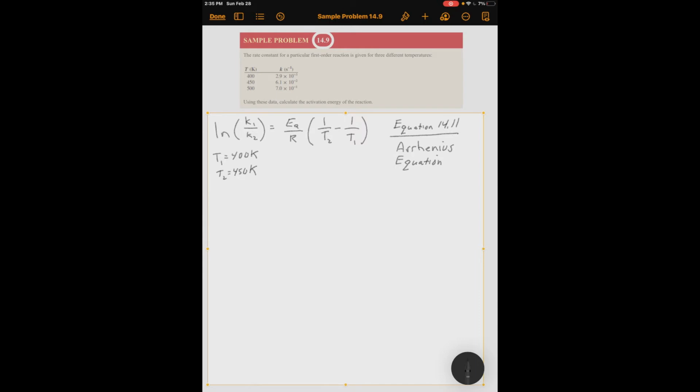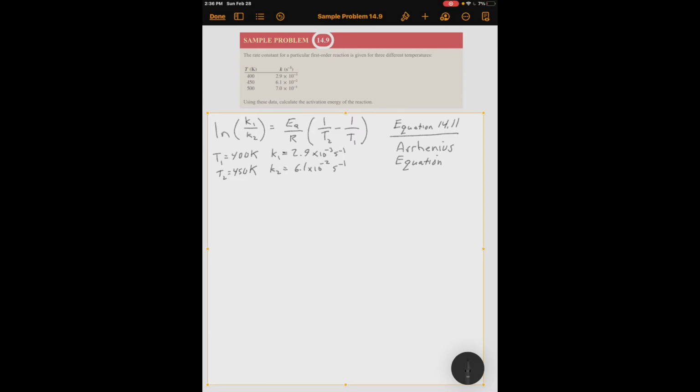So that means that K1 would be 2.9. I'm just looking at the table here. 2.9 times 10 to the minus 3 reciprocal seconds. And then K2 would be 6.1. Just be careful, I've got a different exponent there. Okay. We just want to find E sub A.